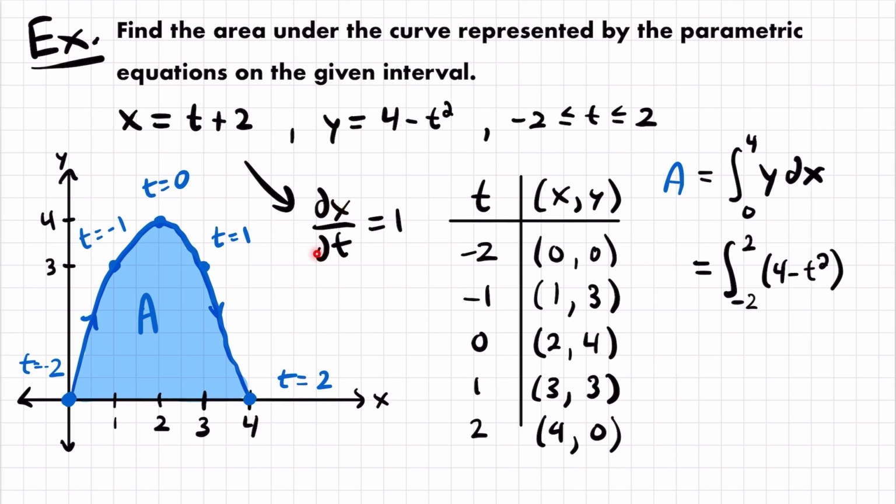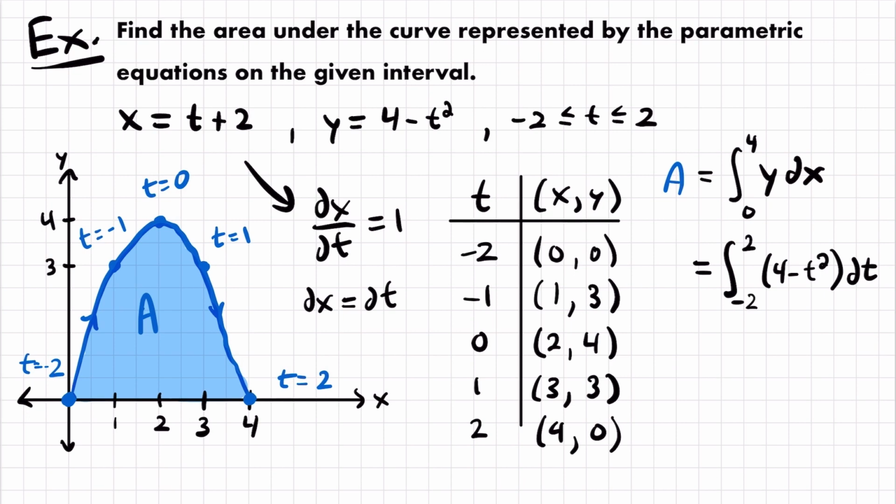All right, and so we have dx/dt is equal to 1, but we want to know what dx is equal to, so we need to multiply both sides by dt to solve for dx. And that will give us that dx is equal to dt. All right, and so in this case, we have a pretty simple substitution. dx can just be replaced with dt because dx is equal to dt. So if we do that, we can replace this dx with dt and have 4 minus t squared times dt. And now we have a definite integral in terms of t that represents the area beneath this parametric curve.